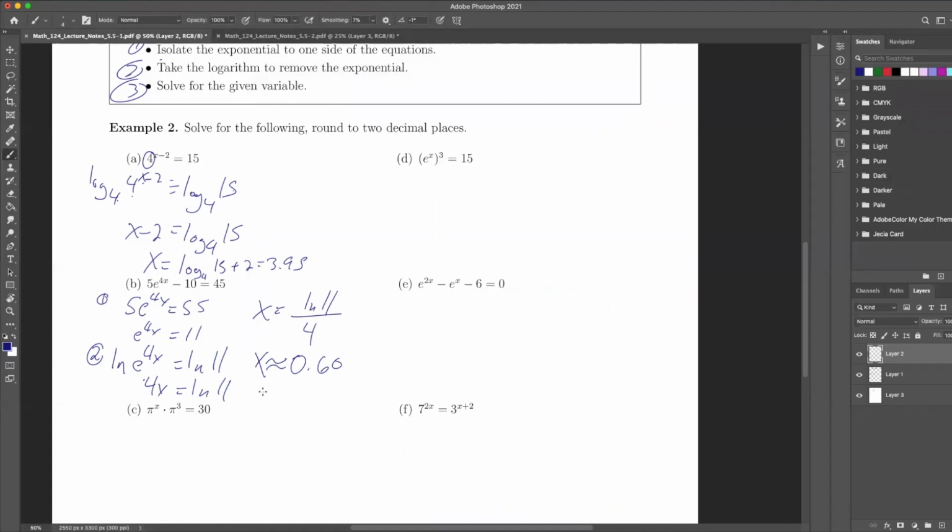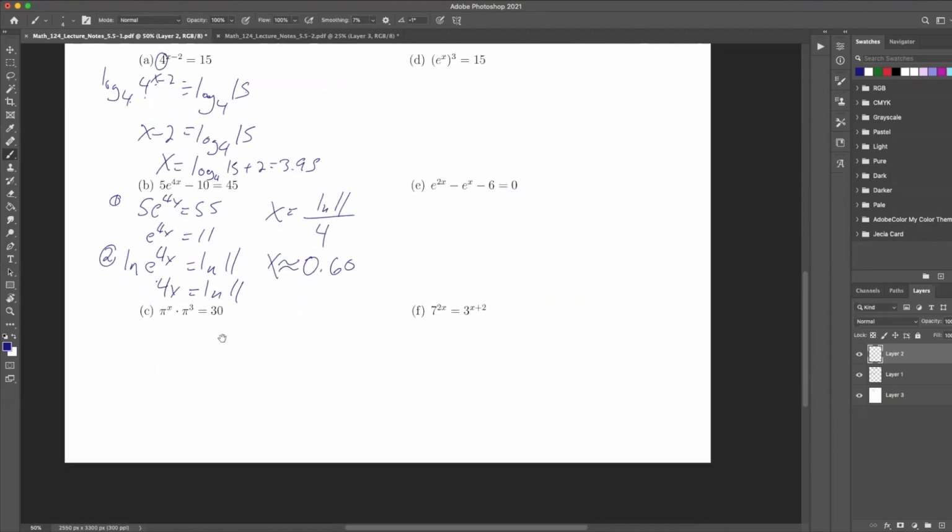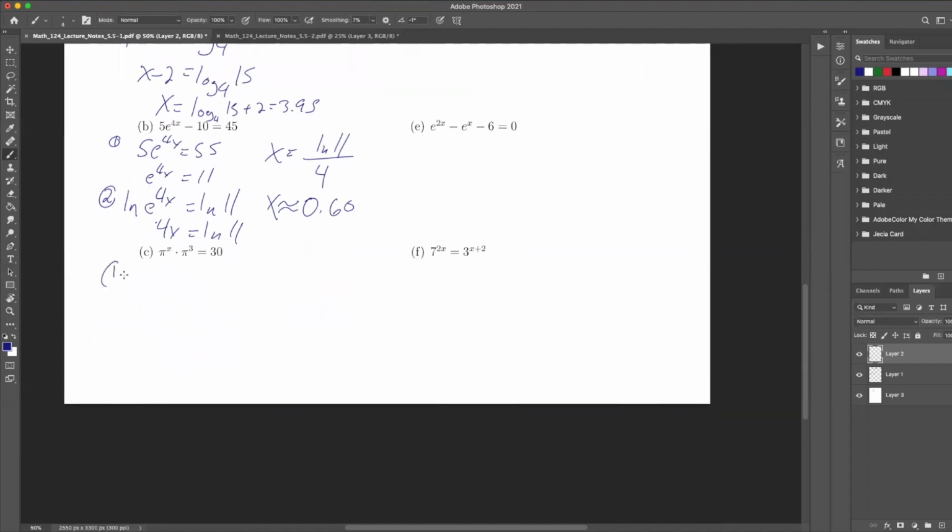So let me show you a couple other tricks. So I'm going to do C. I'm going to have you guys kind of work on D for a second, and then we'll do the other two together. All right, so here we need to get the exponent isolated on one side. And so in order to do that, I'm going to write pi to the x plus 3. So remember, if I have pi to the x multiplied by pi to the third power, you can add up the exponents.